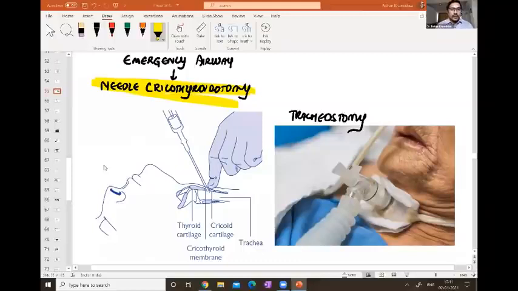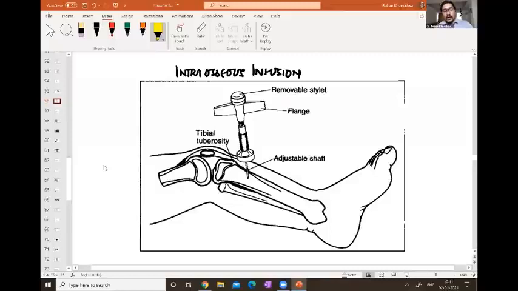All trauma patients, you should put in wide bore IV lines. But if you cannot put in an IV line, then you can even do intraosseous infusion. You should be able to identify this image. Intraosseous infusion, you puncture the bone just below the tibial tuberosity, and you can give fluids, you can give blood, you can give drugs. This is also one of the emergency managements if you cannot put in an IV line.